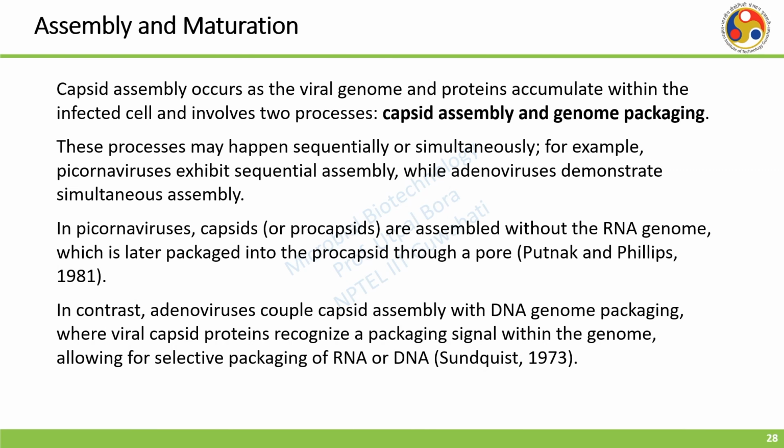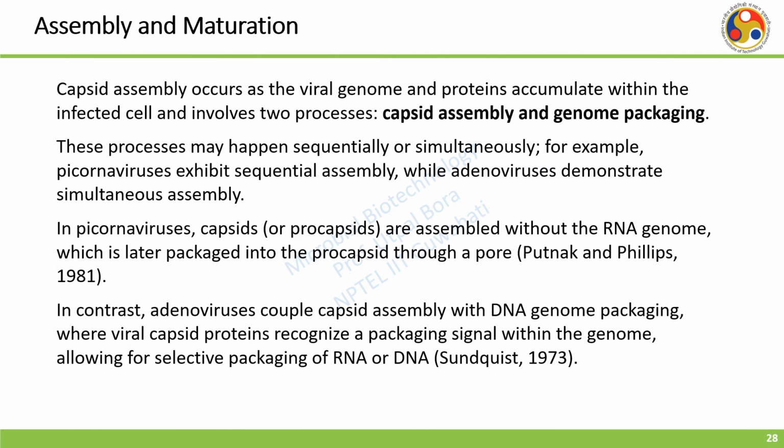In the assembly and maturation stage, capsid assembly occurs as the viral genome and proteins accumulate within the infected cells. It involves two processes: number one, the capsid assembly, and number two, genome packaging. These procedures may happen sequentially or simultaneously. For example, picornaviruses exhibit sequential assembly, while adenoviruses demonstrate simultaneous assembly.